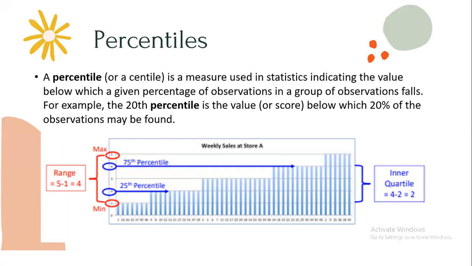So these are just terminologies that you should be familiar with. Again, for the 25th percentile, you're talking about the values in the lowest quarter. What is their value, or score?